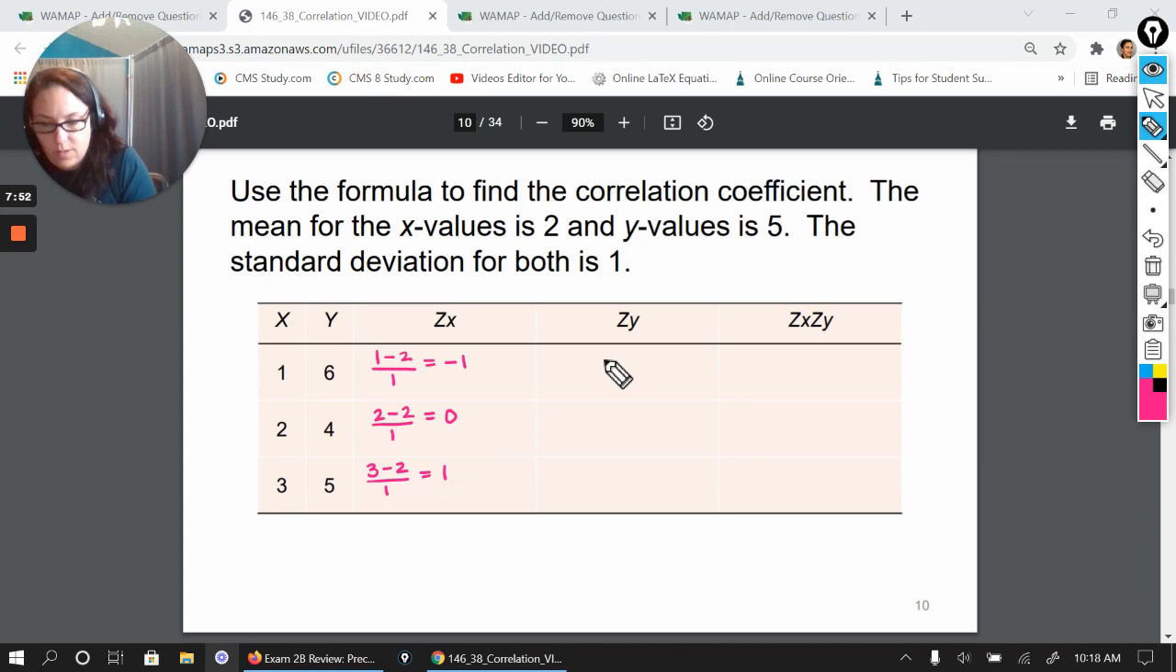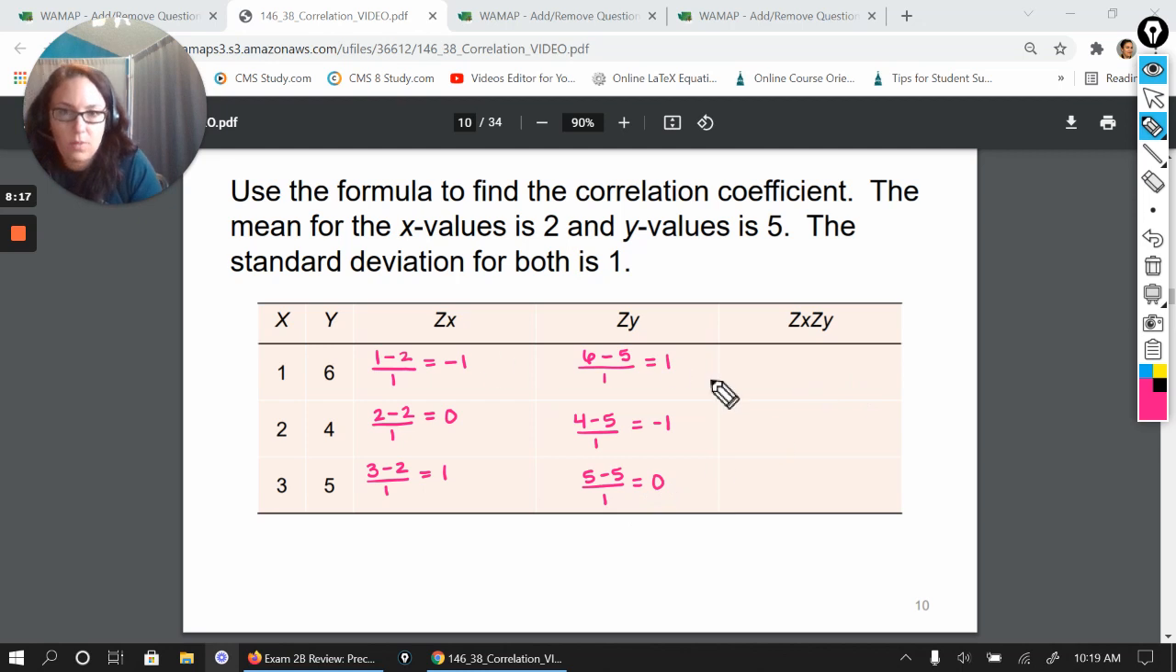Now we'll do the z-scores for the y's. 6 minus the mean, which they told us was 5, divided by the standard deviation of 1, which they told us. This equals 1. 4 minus 5 divided by 1 equals -1. 5 minus 5 divided by 1 equals 0.